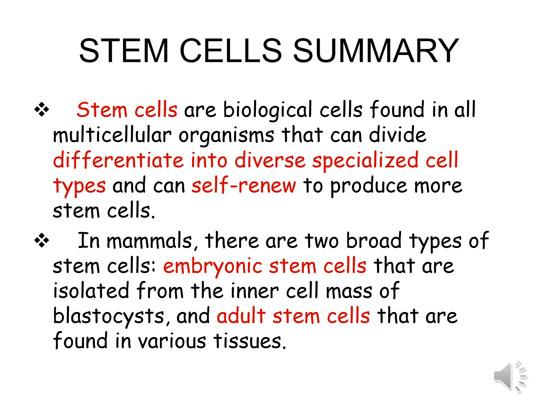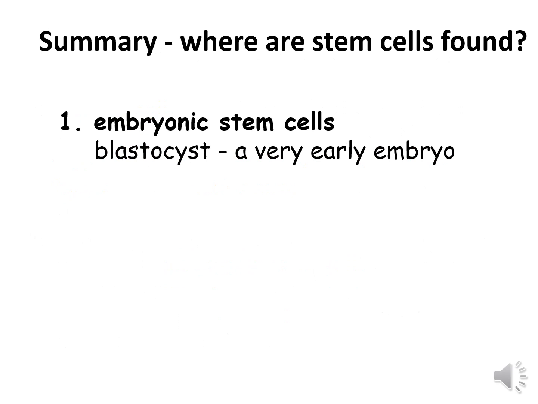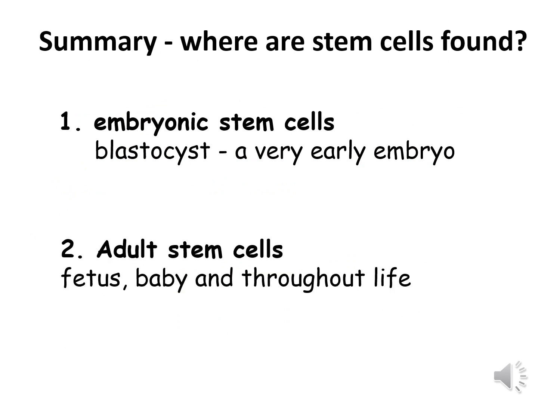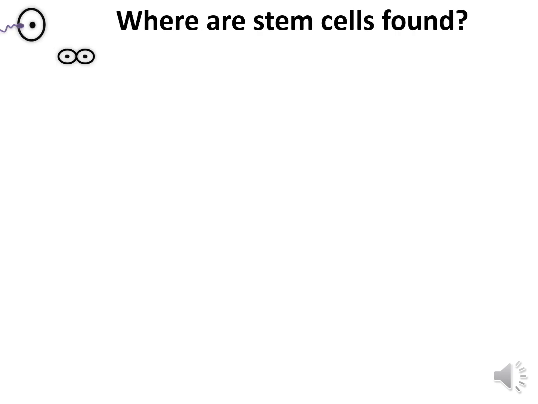Now, we have two different types of stem cells. We have embryonic and adult stem cells. Now, embryonic stem cells come from the embryo, the start of new life, and adult stem cells really are found throughout our life. We have these stem cells throughout our life.